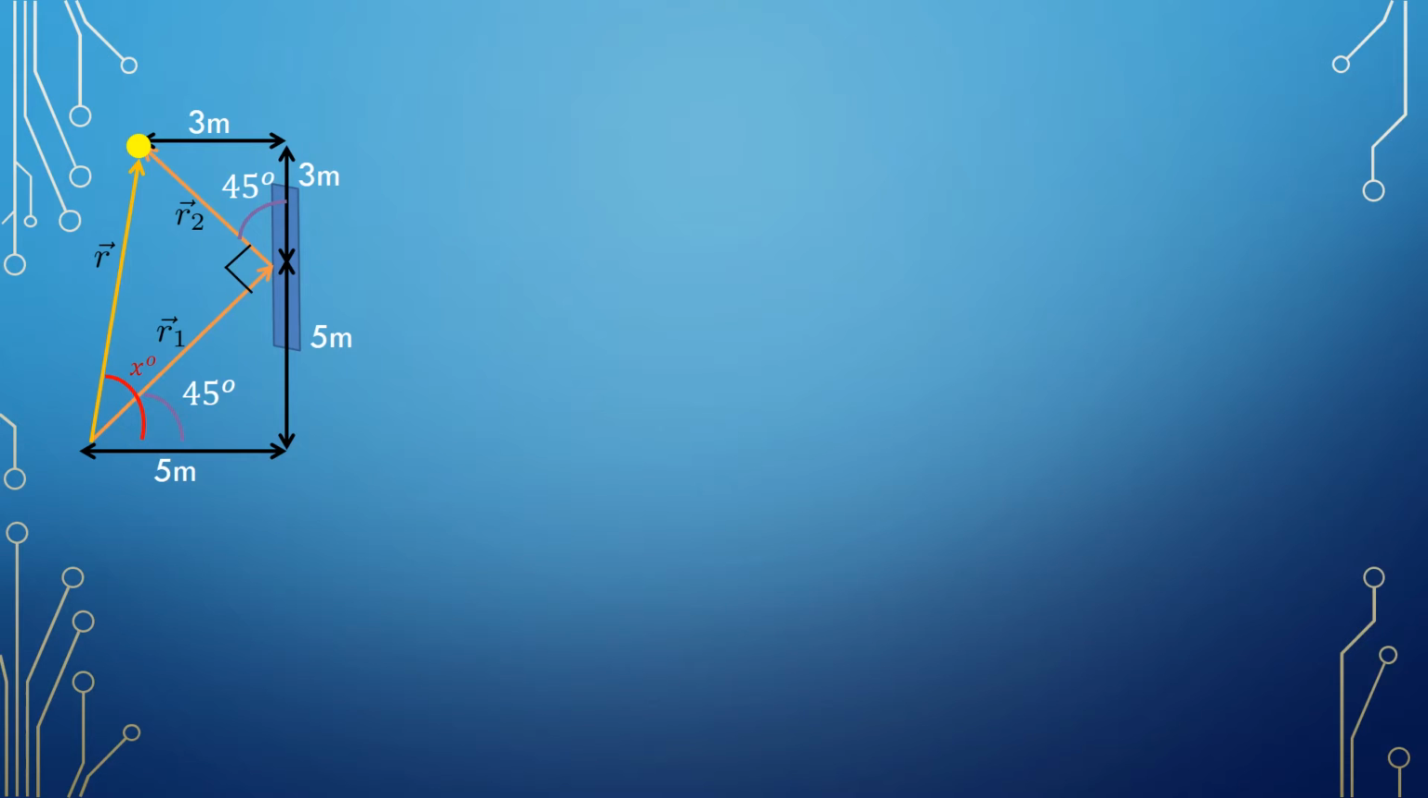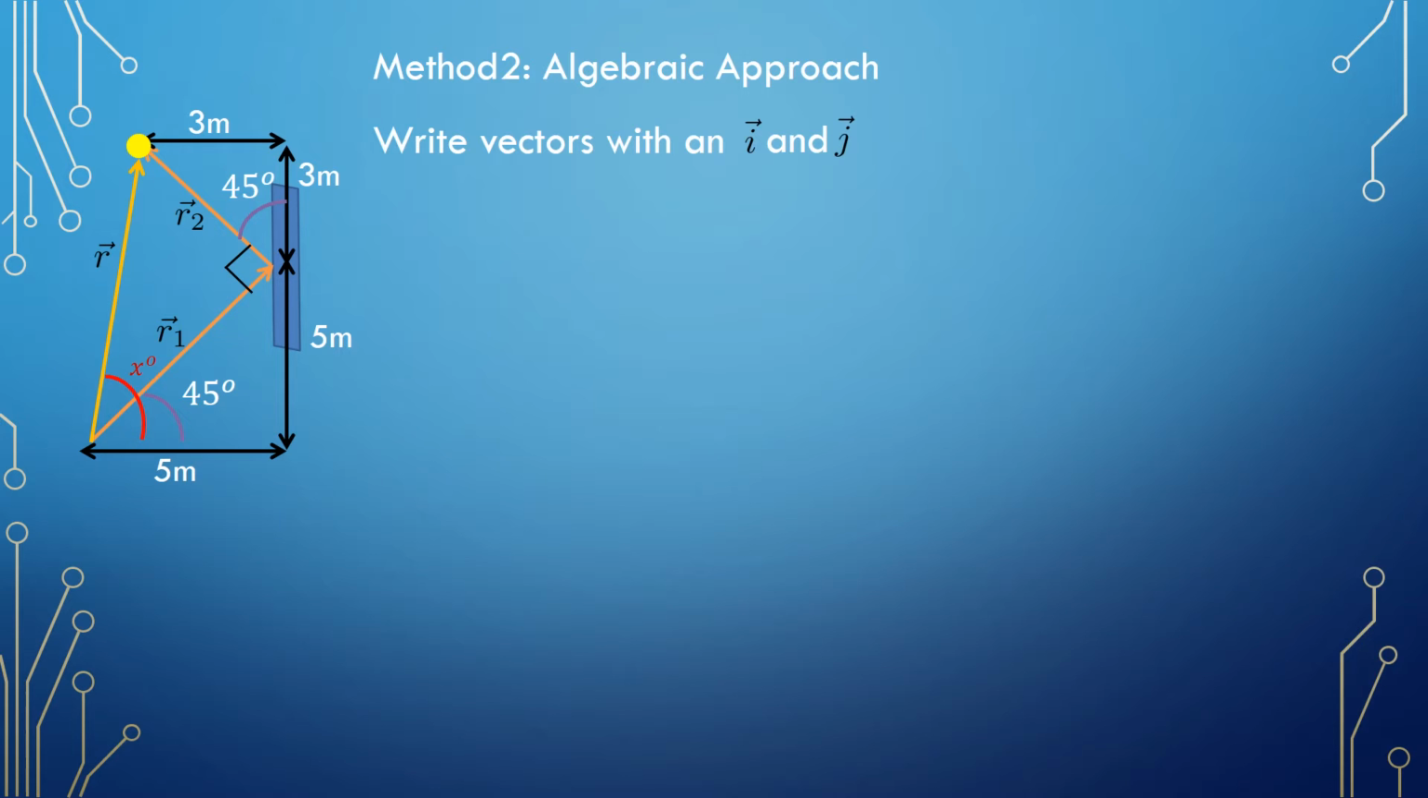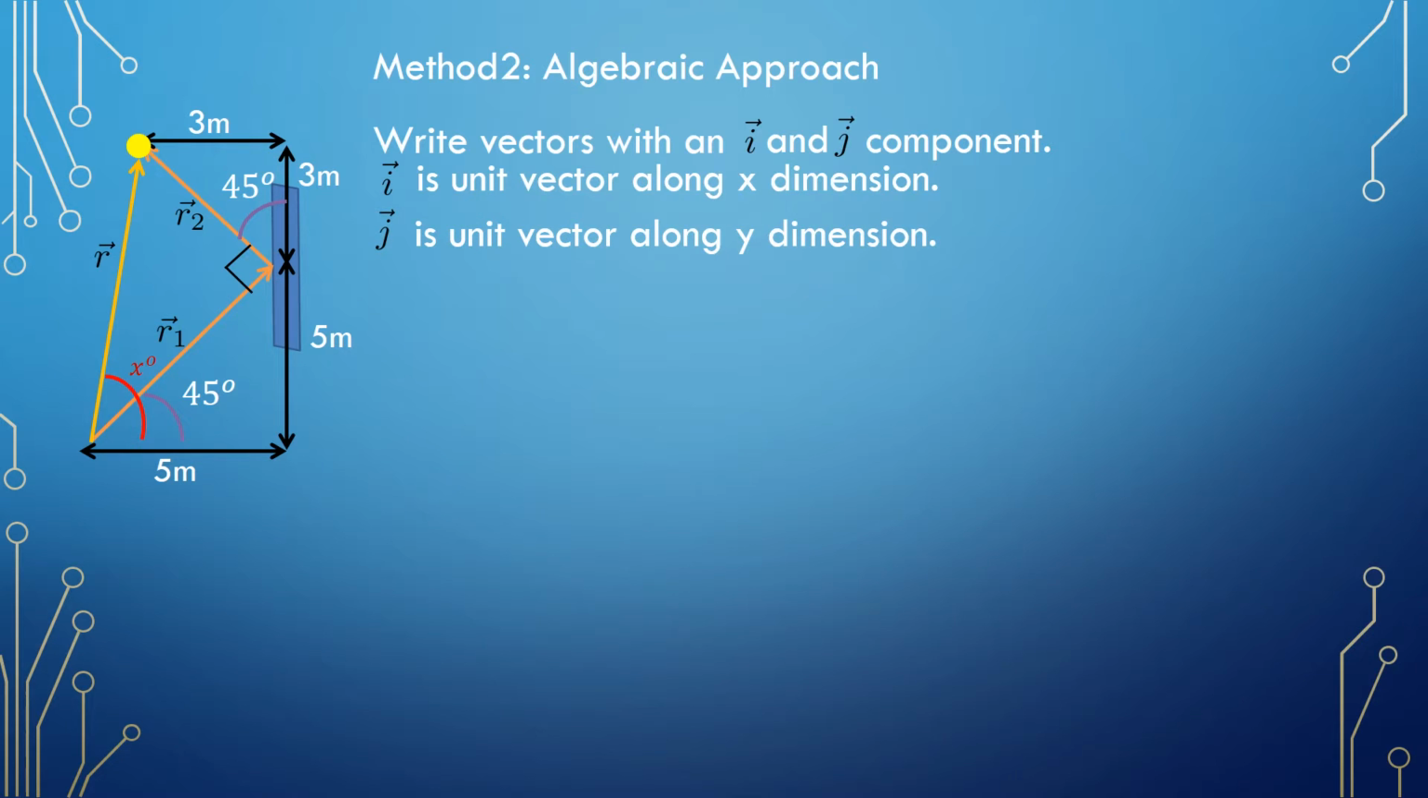So we have the same diagram here, and the second method we are going to use is the algebraic approach. Now don't be scared, this is much nicer and much more intuitive to understand, in my opinion. What we need to do is write the vectors with an i and j component. Just bear with me for a moment and I'll explain what these are. So i is the unit vector along the x dimension, and j is the unit vector along the y dimension.